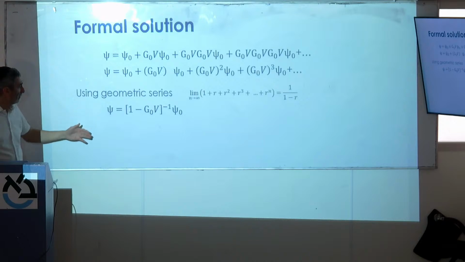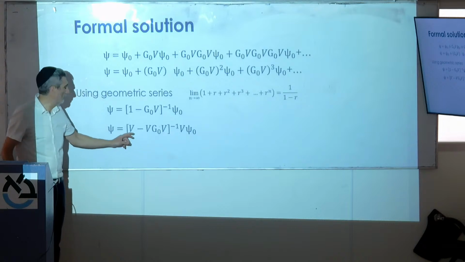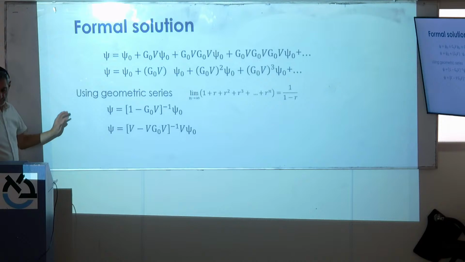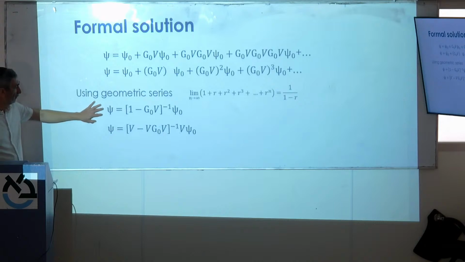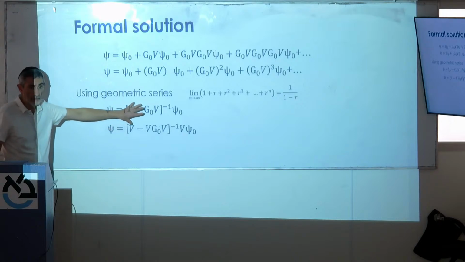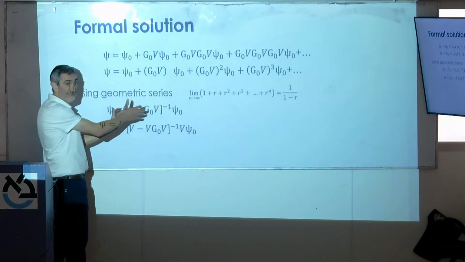You can write it like that. You can also multiply the numerator and denominator by v. That's another way to write it. Maybe we will use it later. So that's how the Born expansion can be reduced to a very simple formal solution of the problem. You get exactly the expression for psi as a function of psi 0 with this operator in front. All the multiple scattering is encapsulated in this term here.